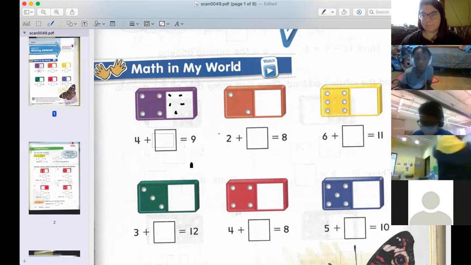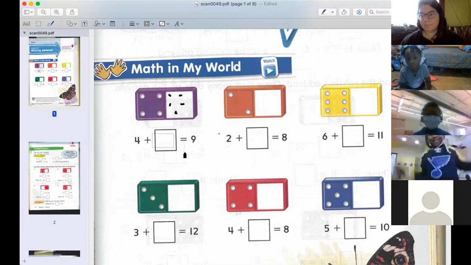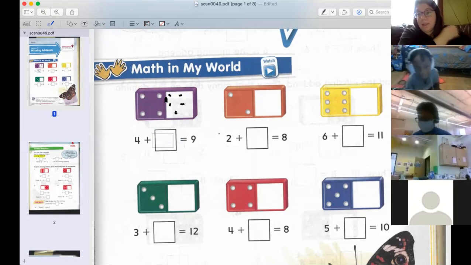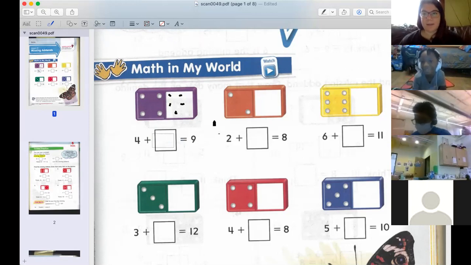Oh, we don't need uppercase in this one, so you're looking for the lowercase b. Do you need help? So we need to be watching the lesson so we know what we're doing, okay?